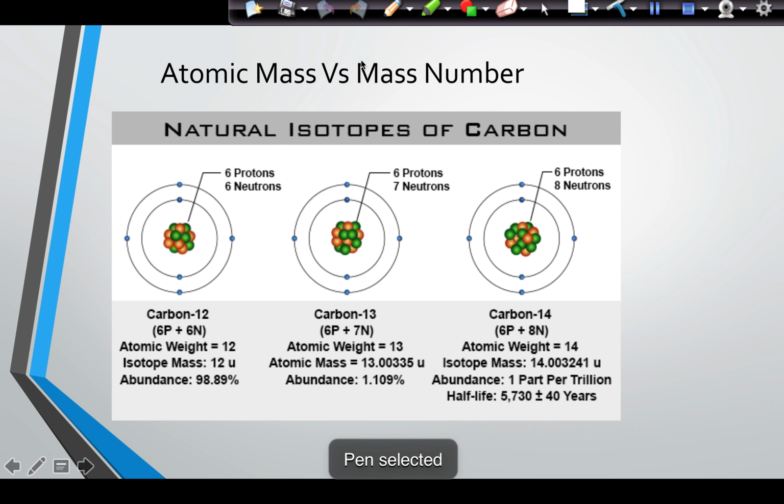When we have these isotopes, someone asked about atomic mass versus mass number. When we look at these, isotopes have different atomic masses.